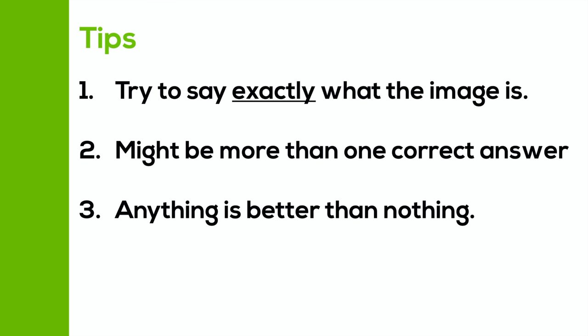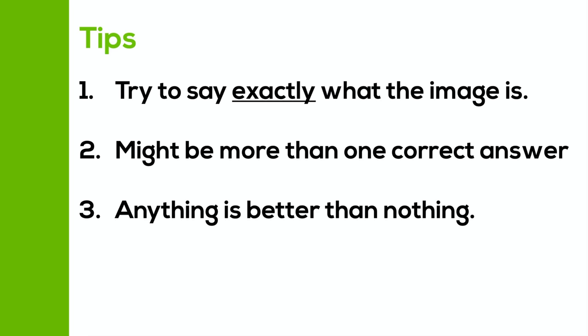So what can you do if you have no idea what the name of the object in the image is? Well, I have 2 useful tips for you here. Tip number 3 to remember is that anything is better than nothing. What I mean is that you should always try to say something. If you say nothing, then you are guaranteed to get the lowest score. But if you say something, even if it's a guess, then you might get some points for it.